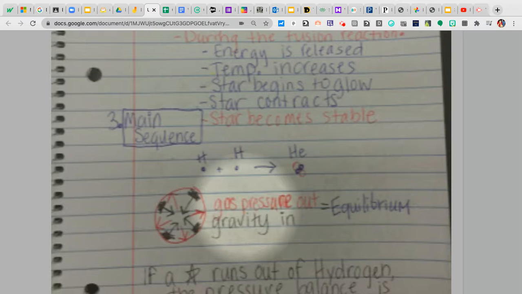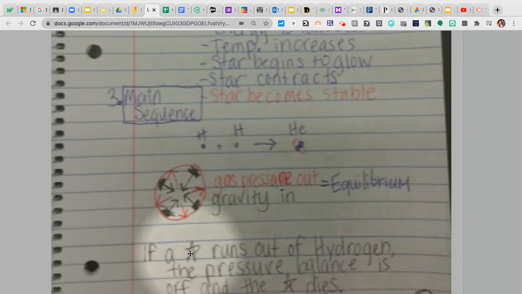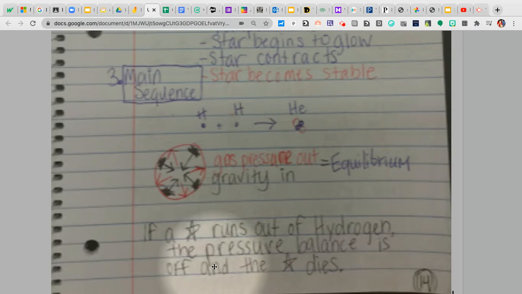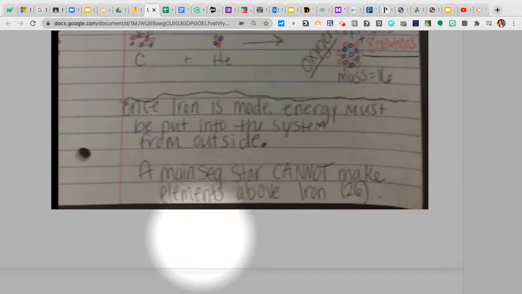So what happens if a star starts to run out of hydrogen? If a star runs out of hydrogen, the pressure balance is off and the star will die. And we'll talk more about that. I'll show you some pictures here on other sheets of paper we have taken pictures of for you. The star will start to die once the hydrogen starts to run out because nothing else can be formed. So that gas pressure starts to go down and stuff happens to the star. So let me go to our next slide. I actually have these in a different order.